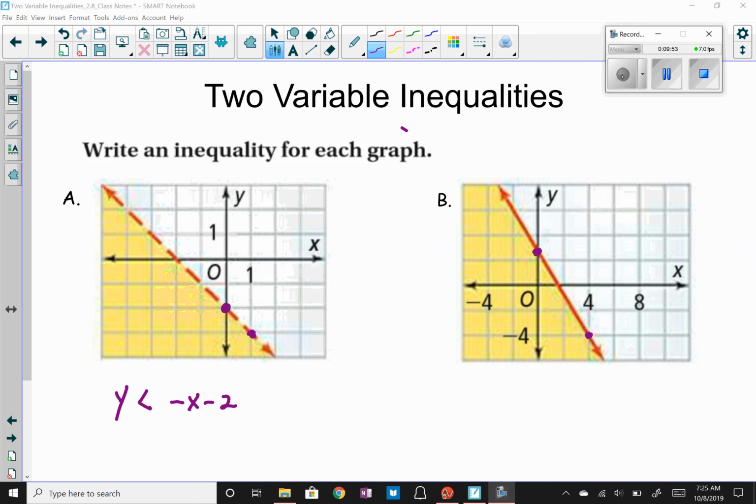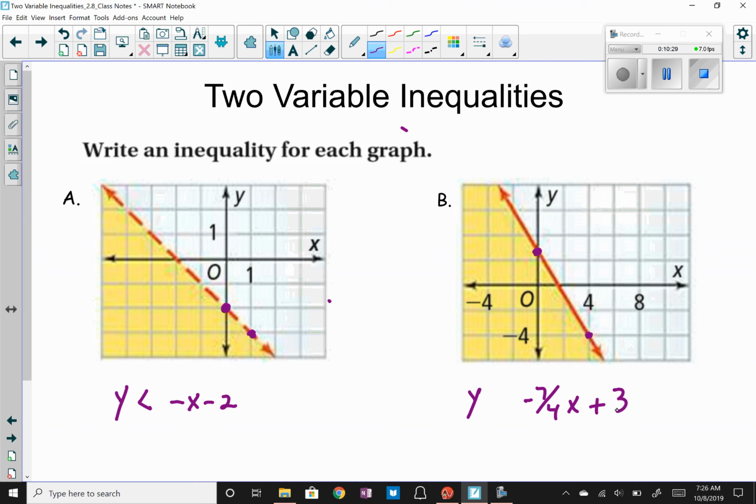So if we count the boxes, we're going down 2, 4, 6, and 1 is 7 over 2, 4. So negative 7/4 is the slope. Negative 7/4 is the slope, and 3 is the y-intercept. We just have to figure out what the symbol is.